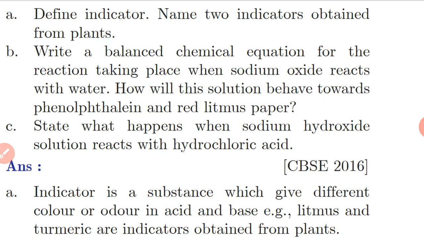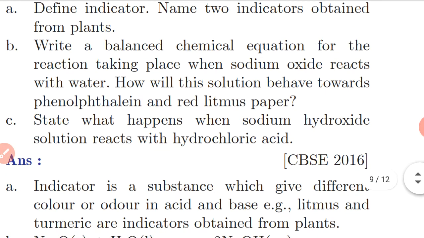Name two indicators obtained from plants. B part is write a balanced chemical equation for the reaction taking place when sodium oxide reacts with water. How will this solution behave towards phenolphthalein and red litmus paper? And C part is state what happens when sodium hydroxide solution reacts with hydrochloric acid. So students, as you can see here, this question was asked in CBSE 2016.